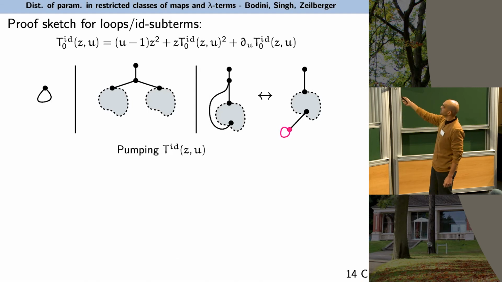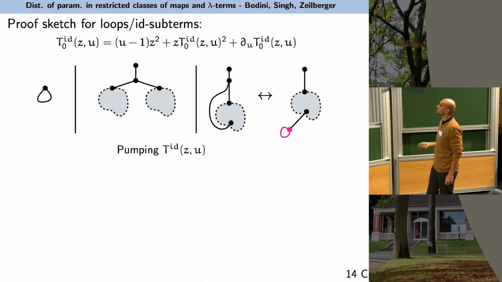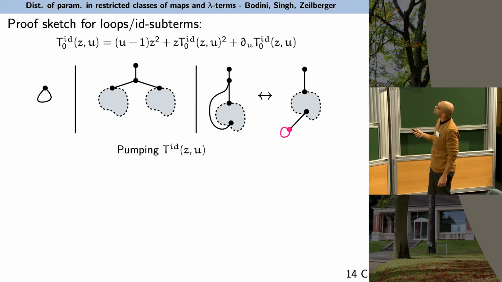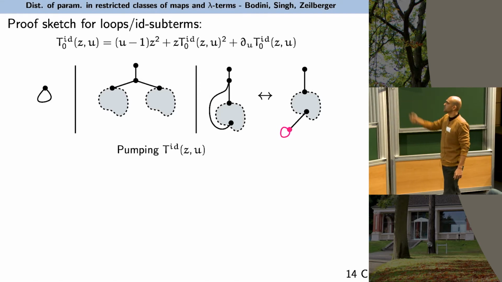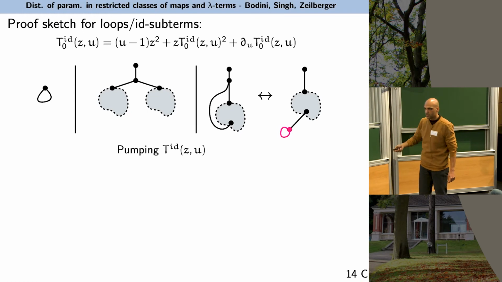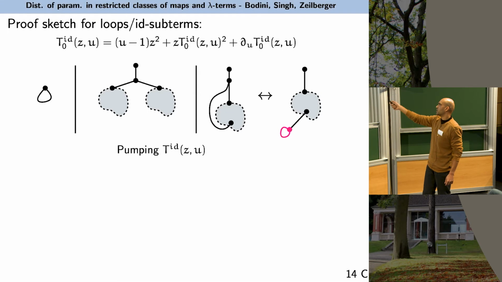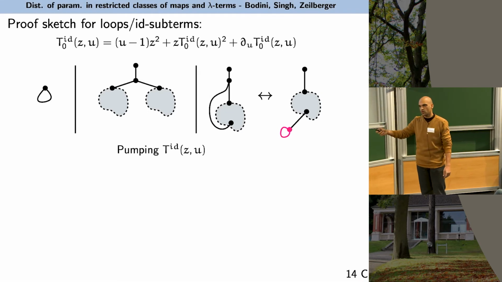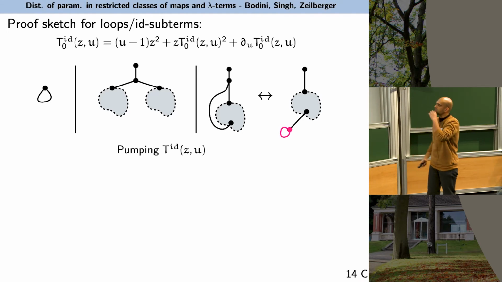And indeed, this will give us a nice functional equation for our generating function here, where z counts the number of edges and u counts the number of loops. And so we can start pumping this equation. So we can start taking derivatives. And the idea here is that every time you take a derivative, this will lead you, if you analyze asymptotically the coefficients of the derivative, to essentially finding the asymptotic moments of the distribution you are interested in.